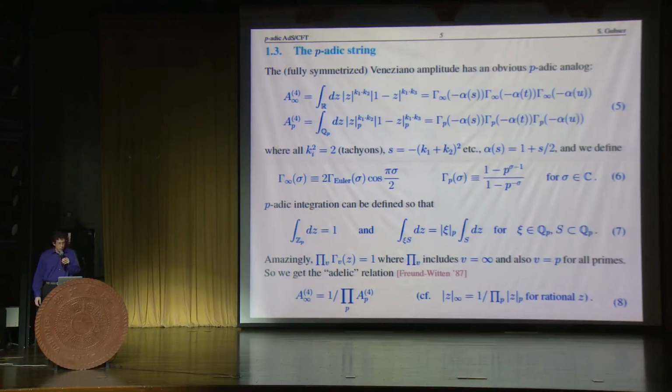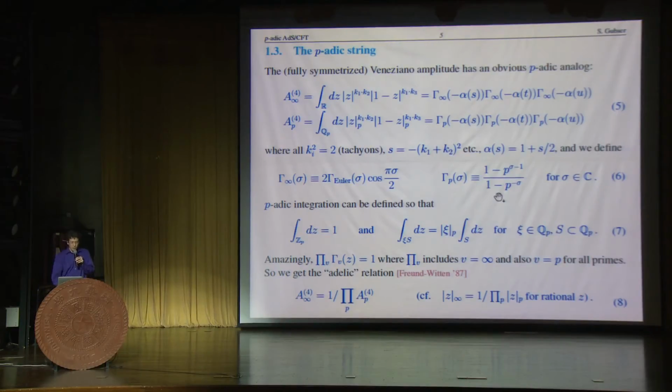The p-adic string is well known, so let me go through it quickly. It's based on the analogy between the two lines of equation 5. The symmetrized Veneziano amplitude, which John Schwarz told us about, can be expressed in terms of what's called a local gamma function, which is a small modification of the usual Euler gamma function. And when you write the ordinary Veneziano amplitude in this way, it generalizes very simply to the p-adic numbers, where now these local gamma functions have a closed form expression, and I wrote it down for you.